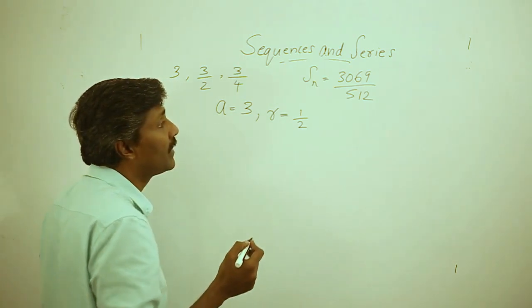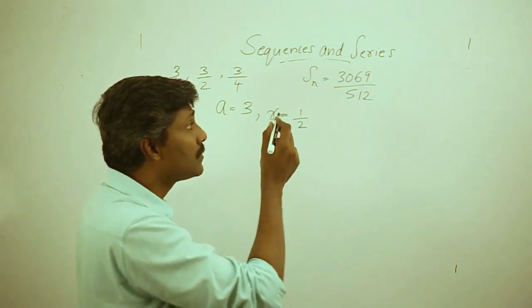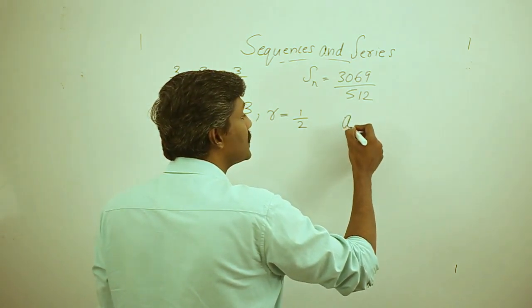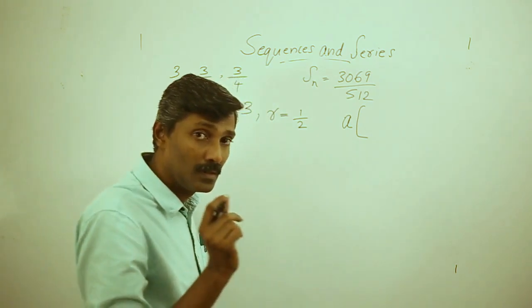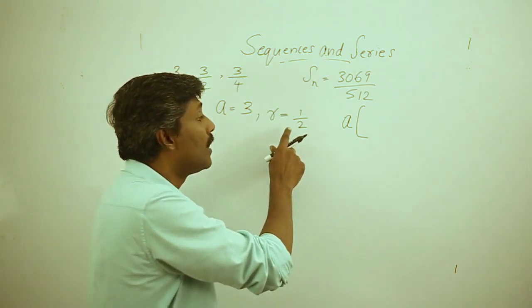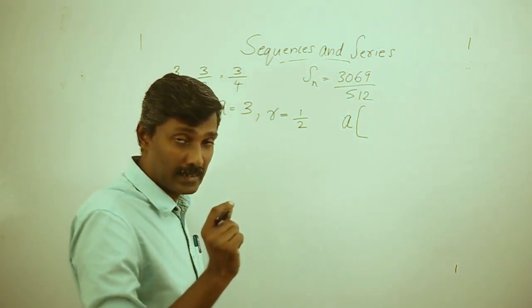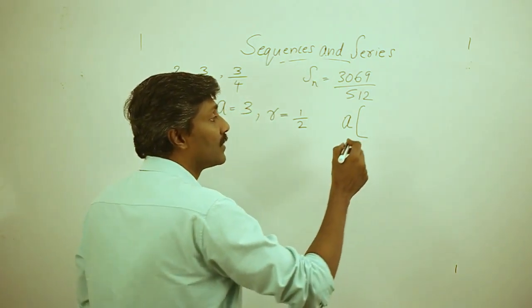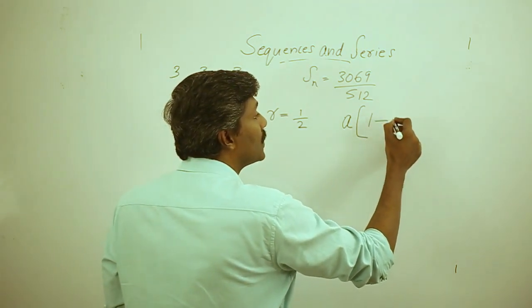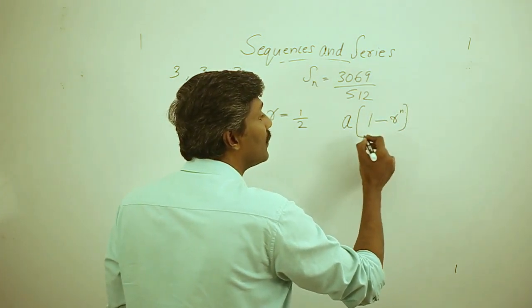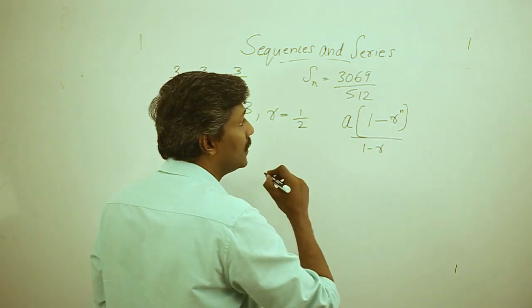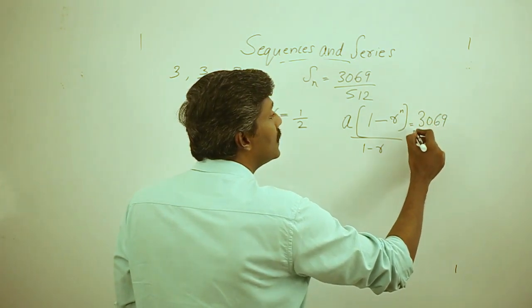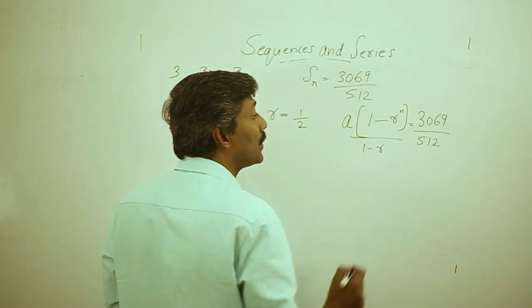Okay, so you got A and R. The sum of n terms is given. So let's write the formula for the sum of n terms. Please watch out, R here is 1 by 2, which is less than 1. So use the formula for R less than 1. So we write A into 1 minus R raised to n divided by 1 minus R. So this is given as 3069 divided by 512, right?